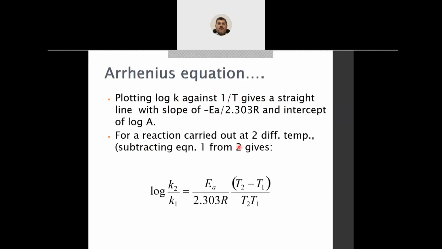For a reaction carried out at 2 different temperatures, it means you didn't study at so many temperatures that you can make a plot from 3 points or above. You may study at 2 different temperatures only, then the equation will be like this: you subtract the 2 equations. So you will get log K2 divided by K1 equal to activation energy divided by R times 2.303 times the difference in temperatures divided by multiplication of the temperatures. T1 is the storage temperature 1, K1 is the degradation rate or reaction rate at temperature 1, K2 is the degradation rate at temperature 2.